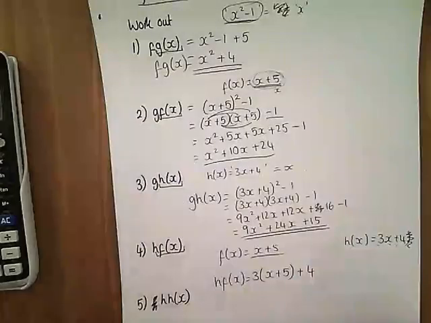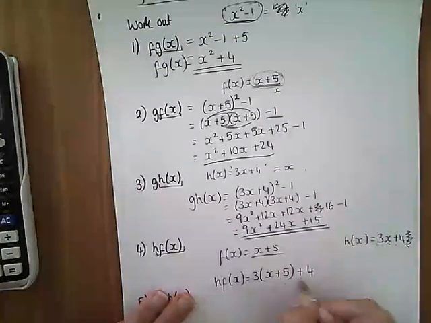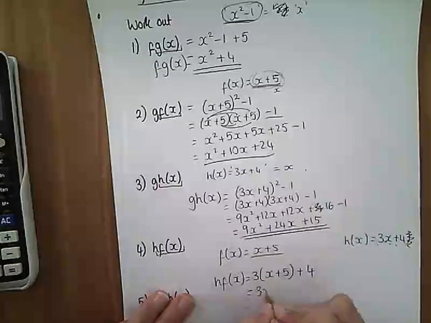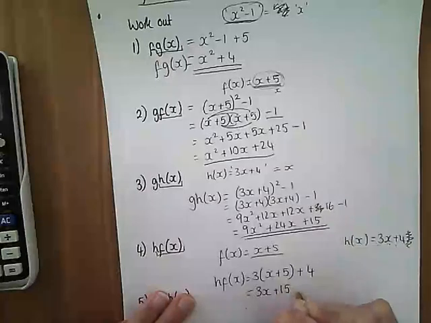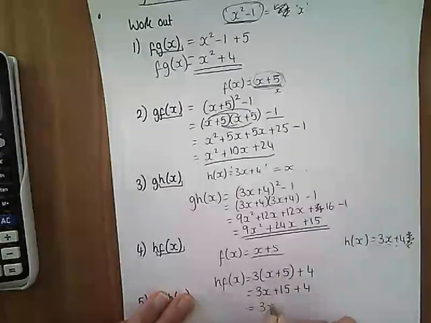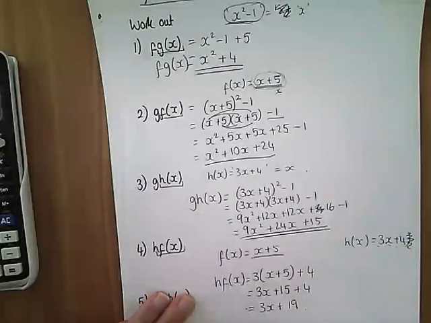Hopefully you're still with me. Okay, so 3 lots of whatever our x is plus 4. Then expand the bracket. 3x plus 15 plus 4 is 3x plus 19.